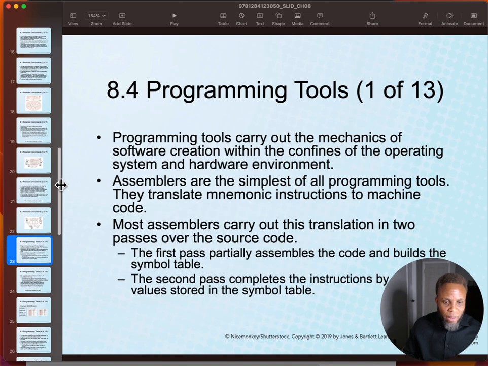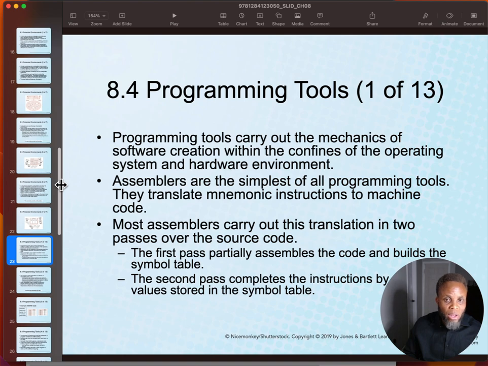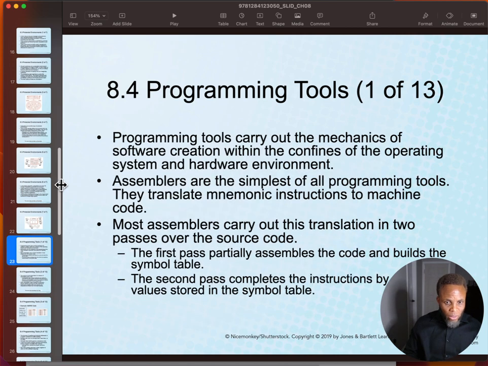But before I let you folks go, I will just quickly talk about programming tools, and I'll end this chapter with the Java programming language. So what are programming tools? What are programming tools, folks? Some of you have experience with Java, Python, C++, C.